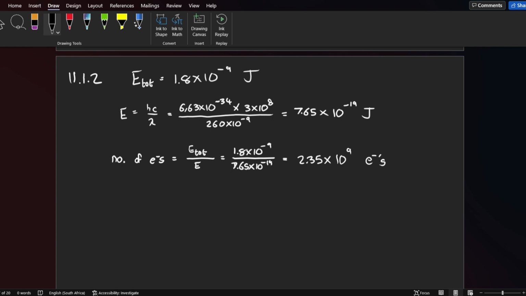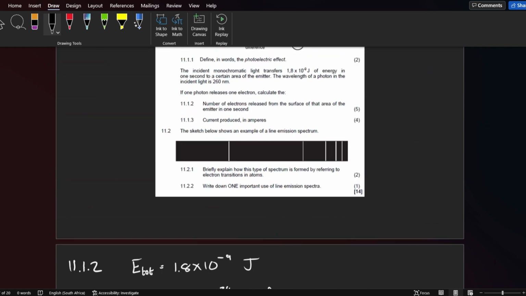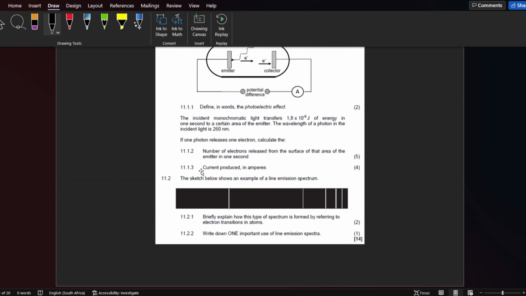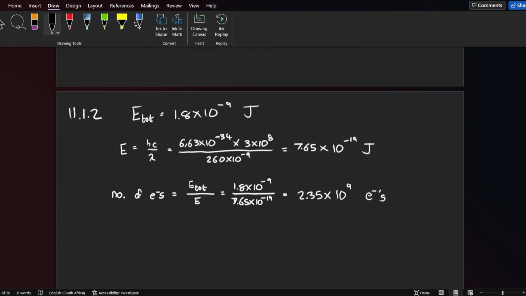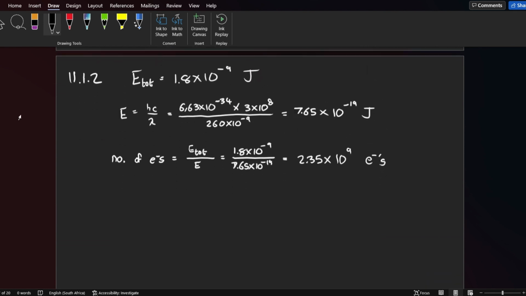Looking at our next question, 11.1.3 asks, calculate the current produced in amperes. So current, we know, is defined as the rate of flow of charge. Now we have the time, but we do not have the charge. So we need to find a way to calculate the charge.